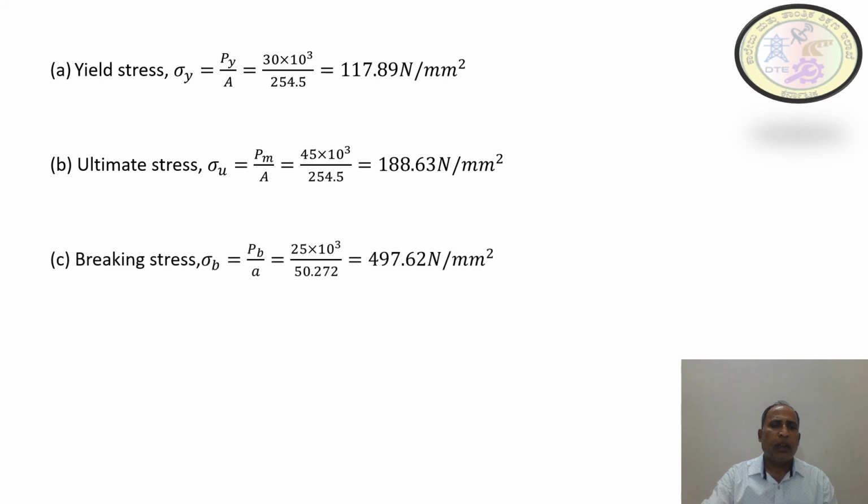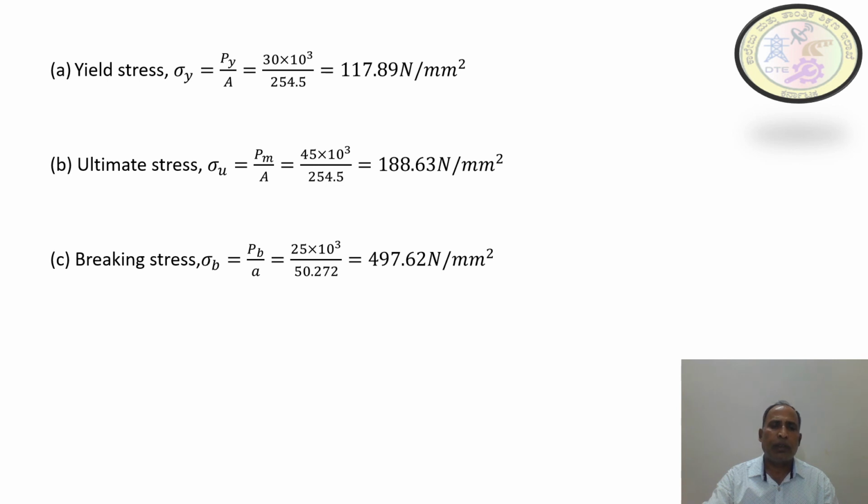Breaking stress, that is sigma B, is equal to load at breaking point PB by small a. In some books we can calculate the breaking stress by using the original cross sectional area also. If you are using the original cross sectional area, then the stress at the breaking point will be smaller than the ultimate stress. If you are using the neck area, the breaking stress will be more than the ultimate stress or the maximum stress produced during the period of testing.